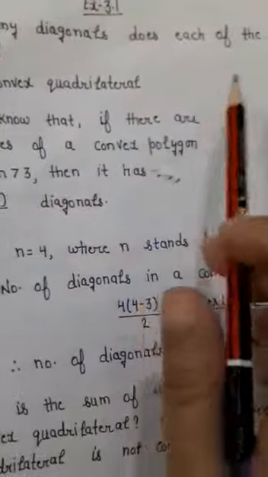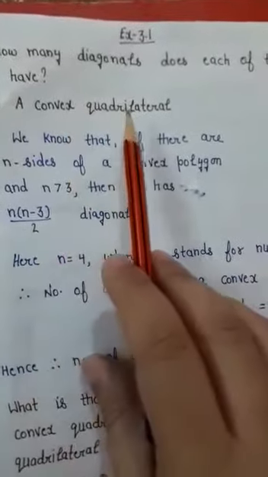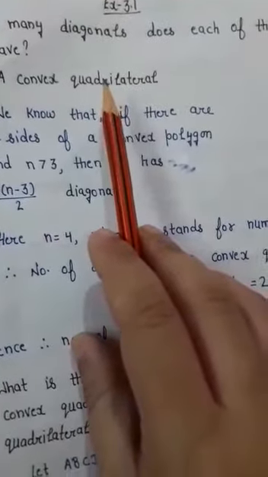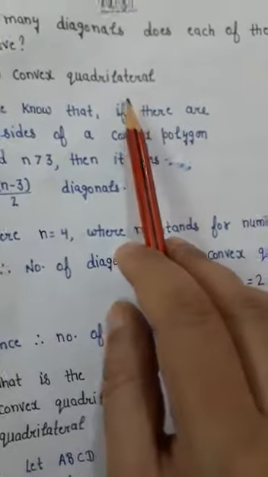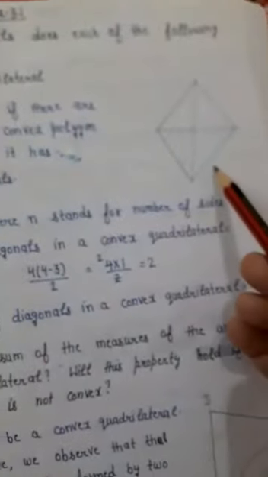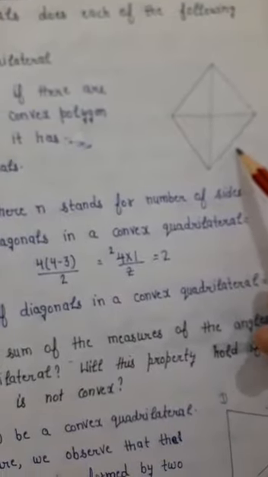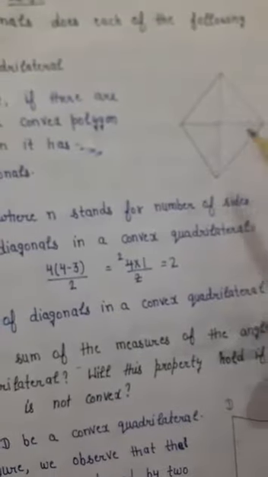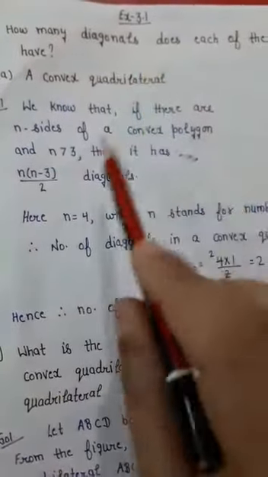How many diagonals does each of the given figures have? A part is a convex quadrilateral. Always remember one thing: when we discuss any quadrilateral in this chapter, that quadrilateral must be a convex quadrilateral. We have to draw any quadrilateral. All of you know that a quadrilateral is a figure which has 4 sides. It's up to you how you construct the quadrilateral. Now you have to calculate the number of diagonals.